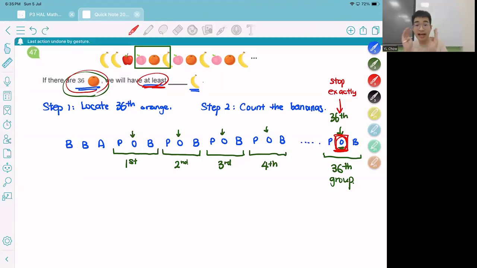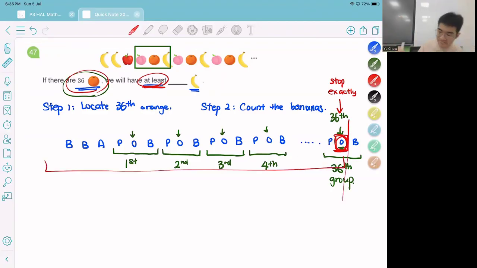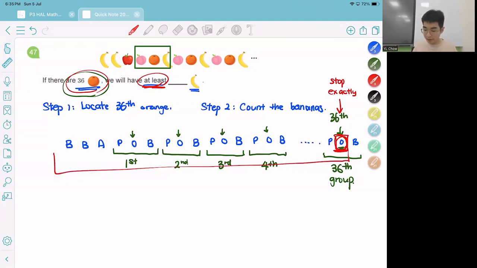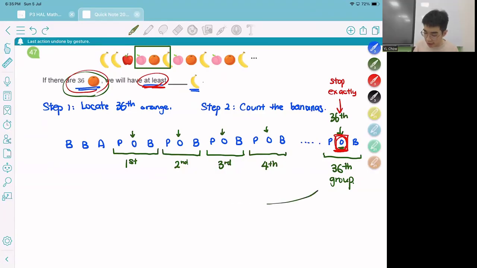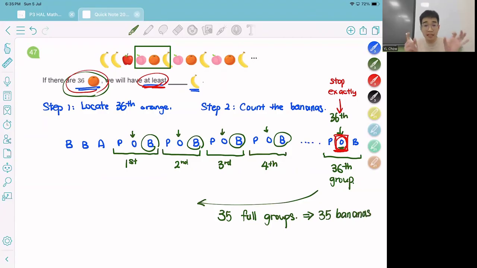If I don't go further, then I can ensure that up till now, here is the minimum number of fruits I need to have the 36th orange. Then all I need to do is count how many bananas there are up till here. Okay, so let's just count. Before this group, I actually have 35 full groups. Each full group has one banana, so these 35 full groups will give me 35 bananas altogether.